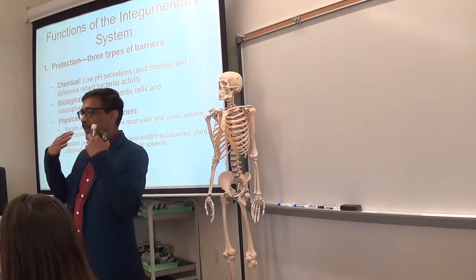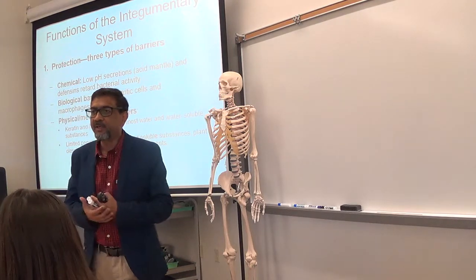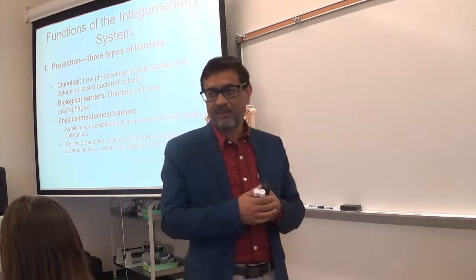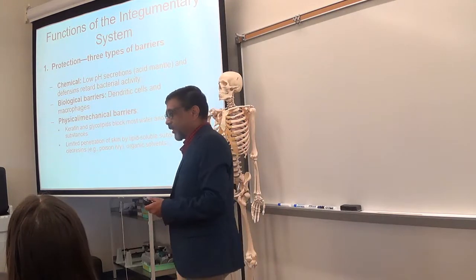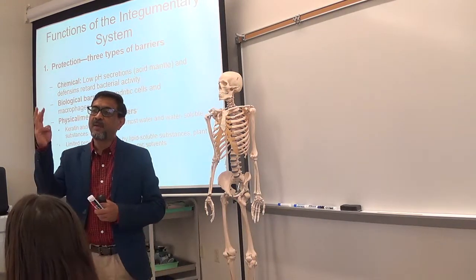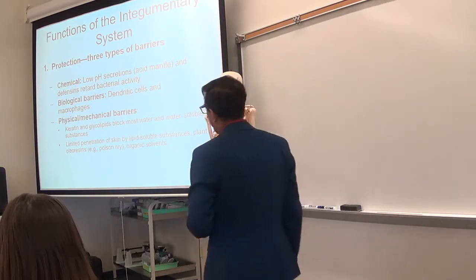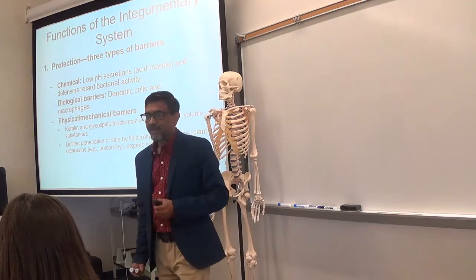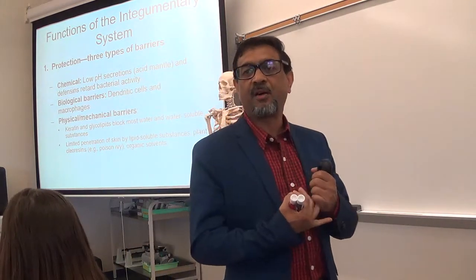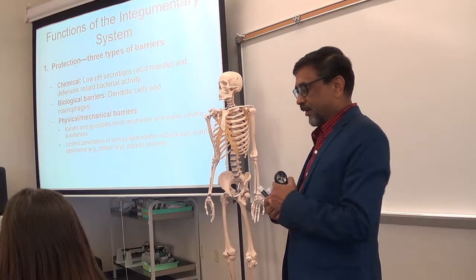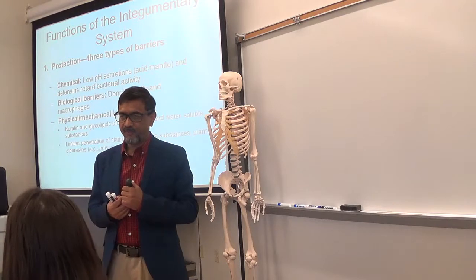By covering the whole body, your skin protects your body. Make sense? By covering the whole body, your skin does what? Protects the internal structures. Now, skin provides three types of protections: chemical, biological, and physical. By chemical means, by biological means, and by physical or mechanical means. How does skin give protection? By chemical means.